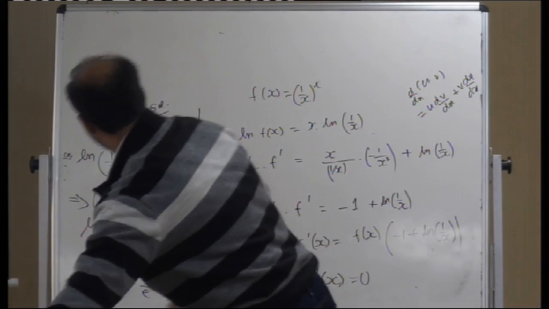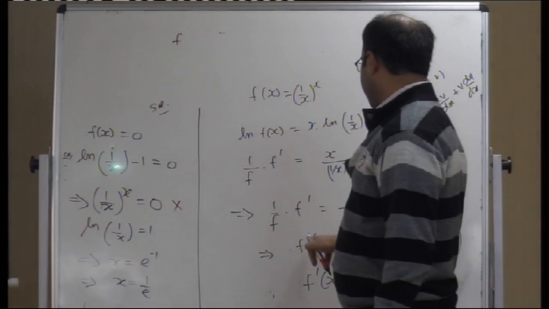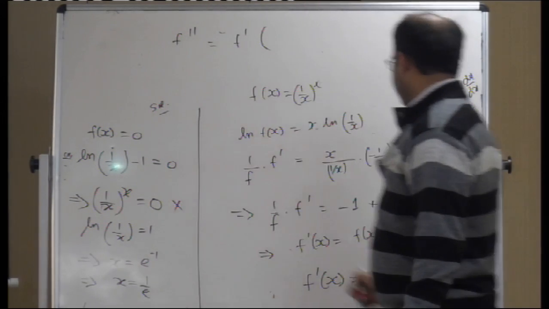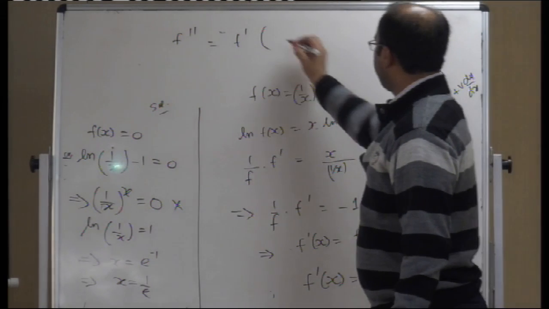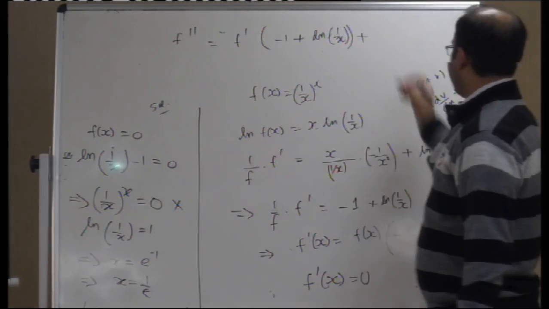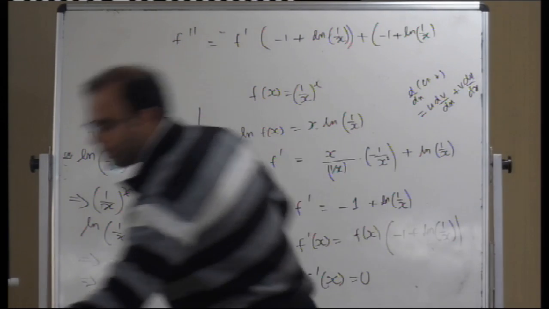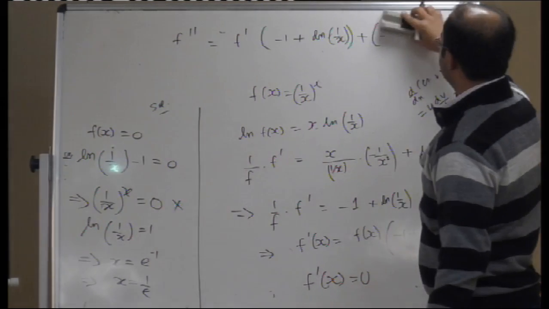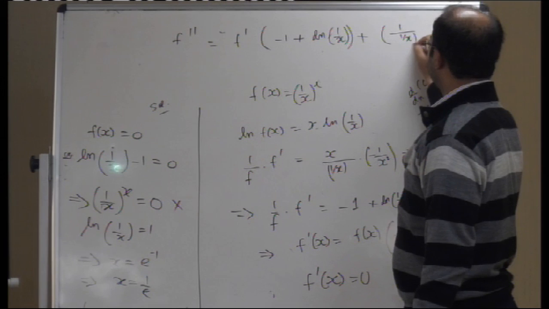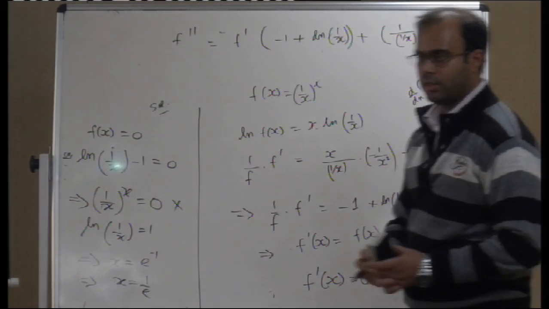When we differentiate it once again, what will happen? This function f dash would become f double dash, this f would become f dash, and this would become minus 1 plus log of 1 by x, plus minus 1 plus log of 1 by x. This part next we have to differentiate. So next we will differentiate this part: minus 1 will become 0, log of 1 by x will become 1 upon 1 by x into minus 1 by x square, and that f part will remain as it is.